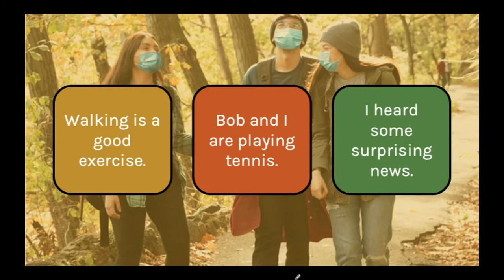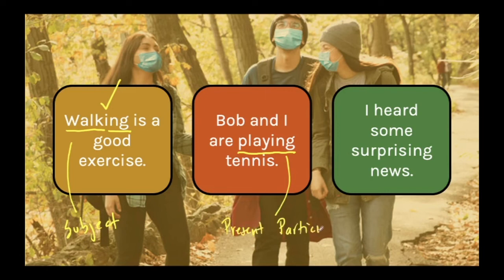In this case, the only sentence that has a gerund is the first one. Walking, the verb walk plus ing, is a gerund that acts as the subject of the sentence. Walking is a good exercise. The second sentence says, Bob and I are playing tennis. In this case, playing is the present participle, and we use it to make a sentence in the present continuous. But it's not a gerund.